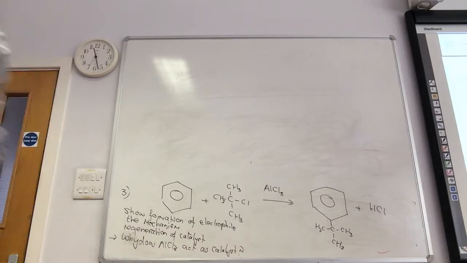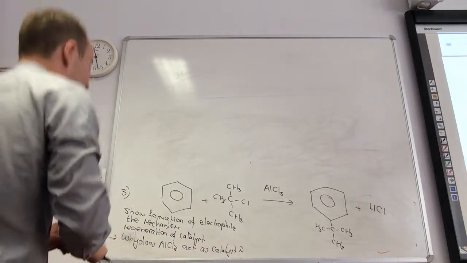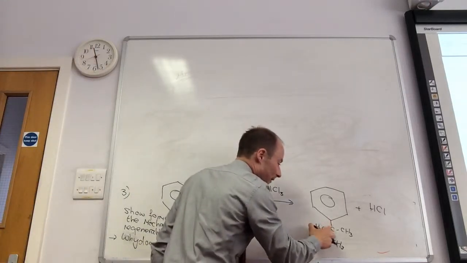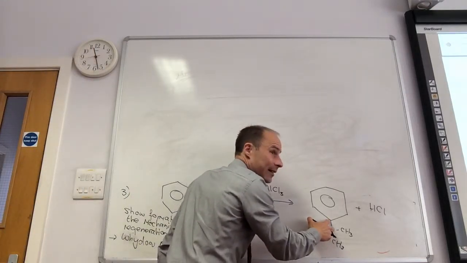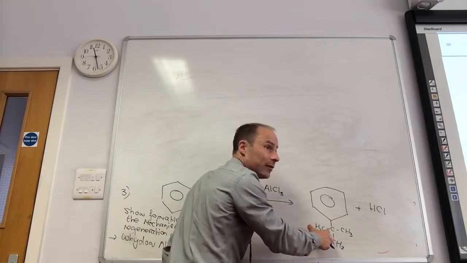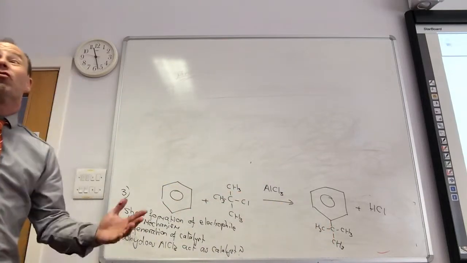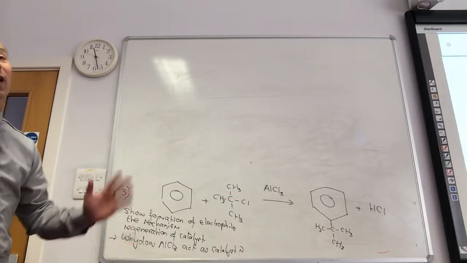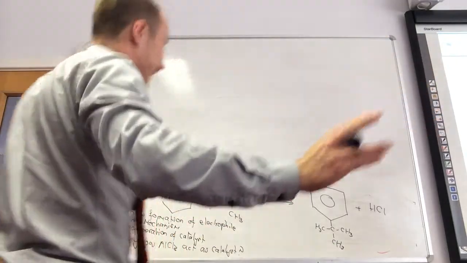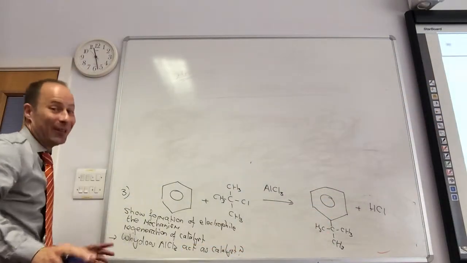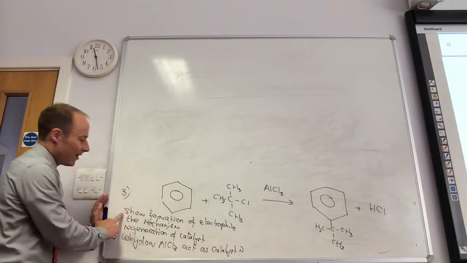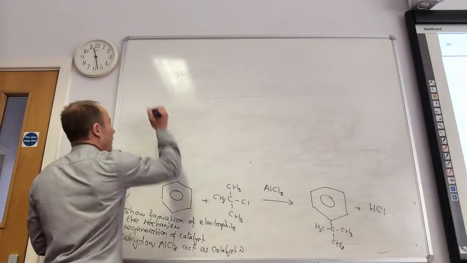Chemists get very excited about this one. Can anybody see why you'd be excited about this one? What am I forming there and there? That's a carbon. Formed a carbon-carbon bond, which is really, really rare for chemists to do. I know you're not very excited. Chemists get very excited about forming carbon-carbon bonds. Okay. So the first thing, show the formation of the electrophile.